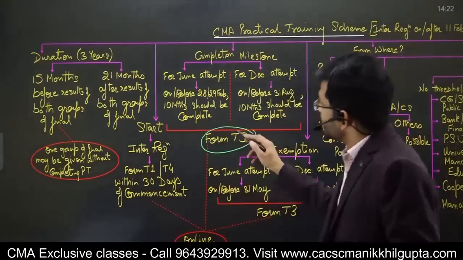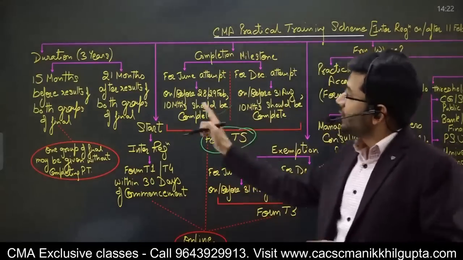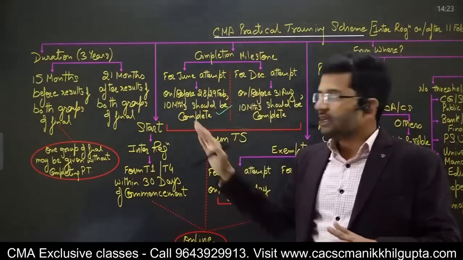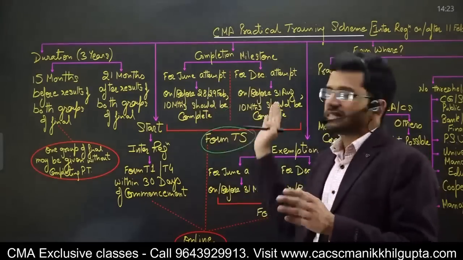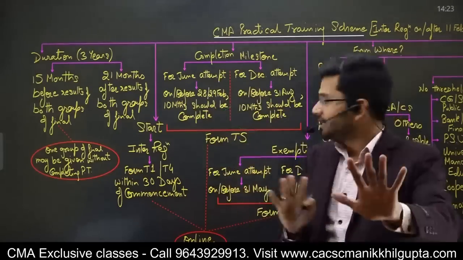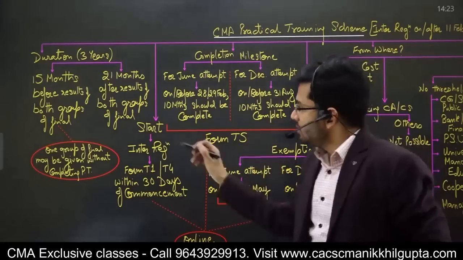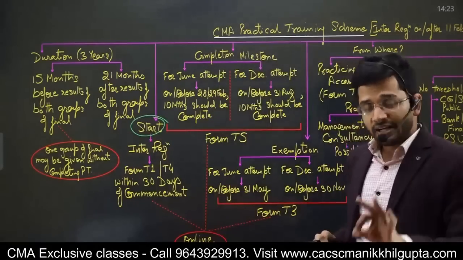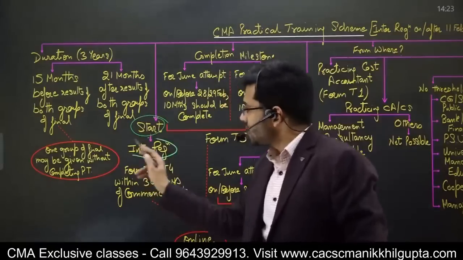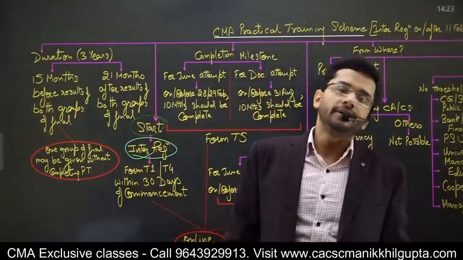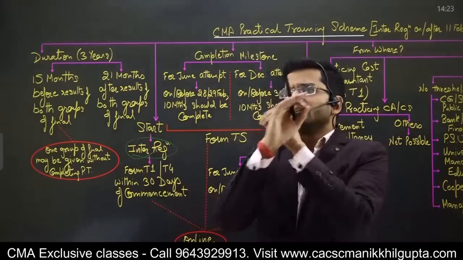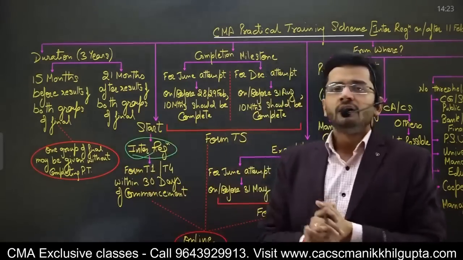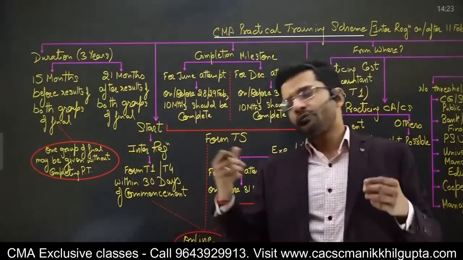Form T5 is the relevant form which is to be filled when you complete your training of 10 months within this timeline. Okay, Form T5. Now, when should we start the training? Guys, the training can be started immediately as soon as you take registration in intermediate. Yes, without even giving one group of intermediate, you can start your training. Even if you have given one group of intermediate, you can start your training.